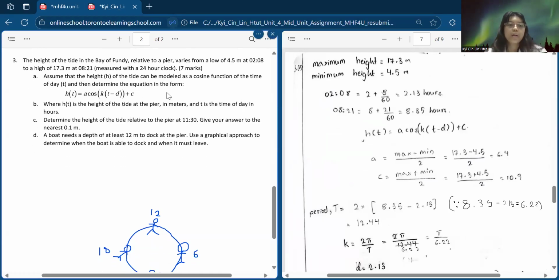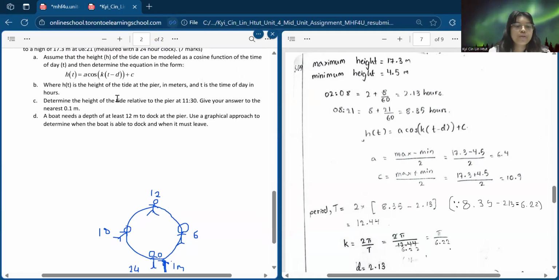Okay, it gives us these givens. It says from a low of 4.5 meters to a high, which means I use the reflection method. I started my graph at the minimum, but we'll see that later. Anyways, we get these as given, and it's also measured with a 24-hour clock.